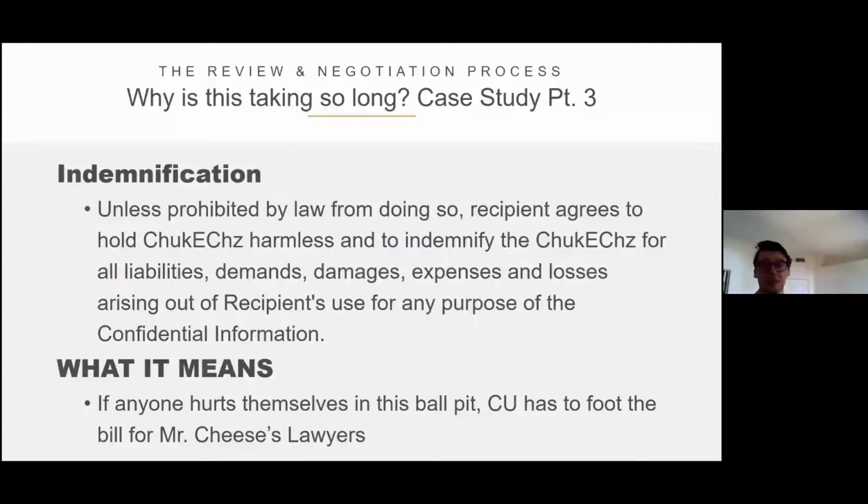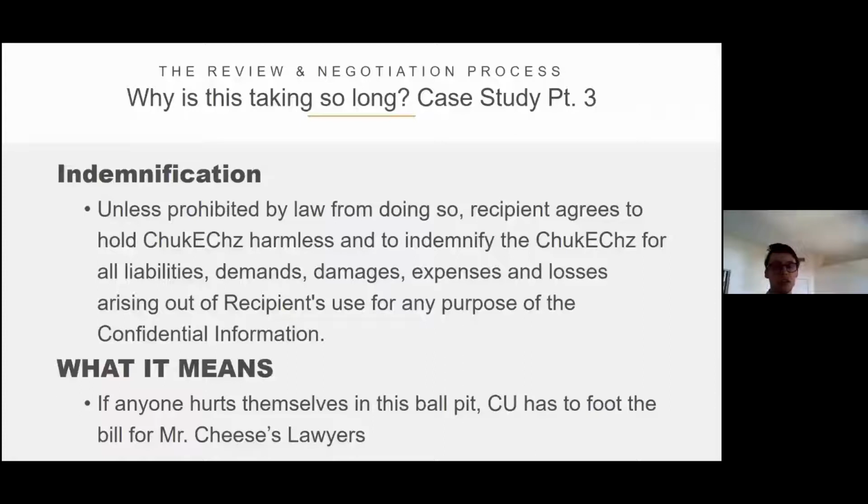Another way of identifying indemnification in an agreement is when a template mentions holding a party harmless. This is again something that CU cannot accept, and contract administrators have to be on the lookout for every variety of indemnification language when we review an NDA.